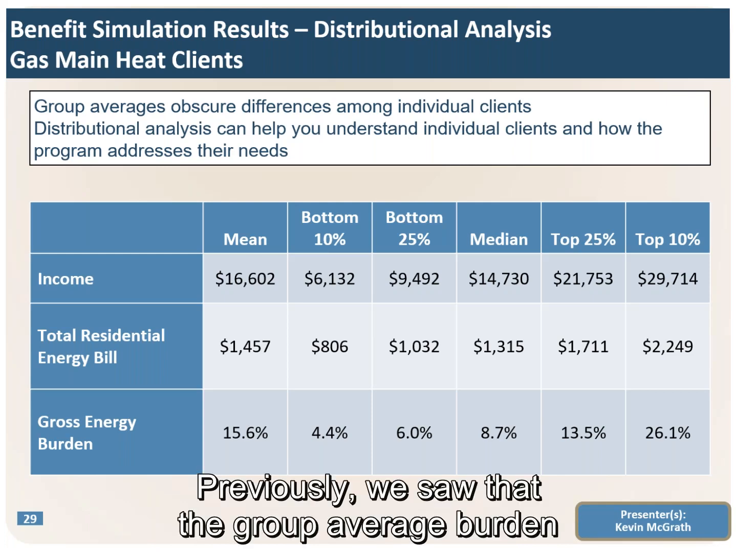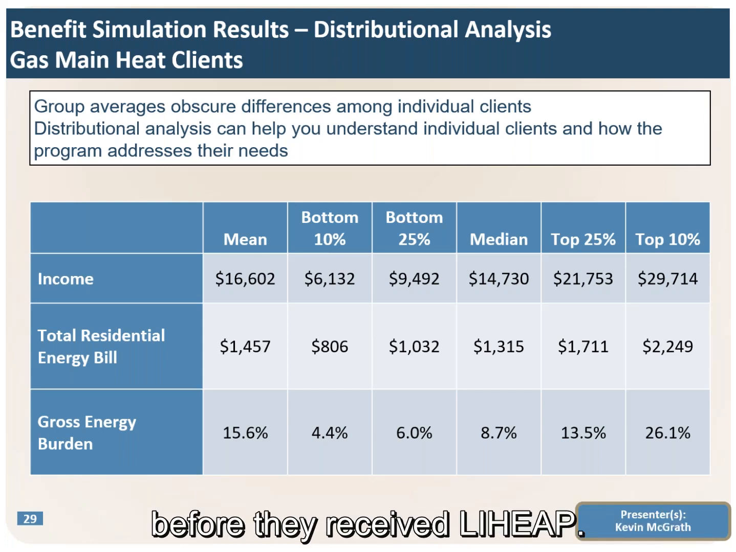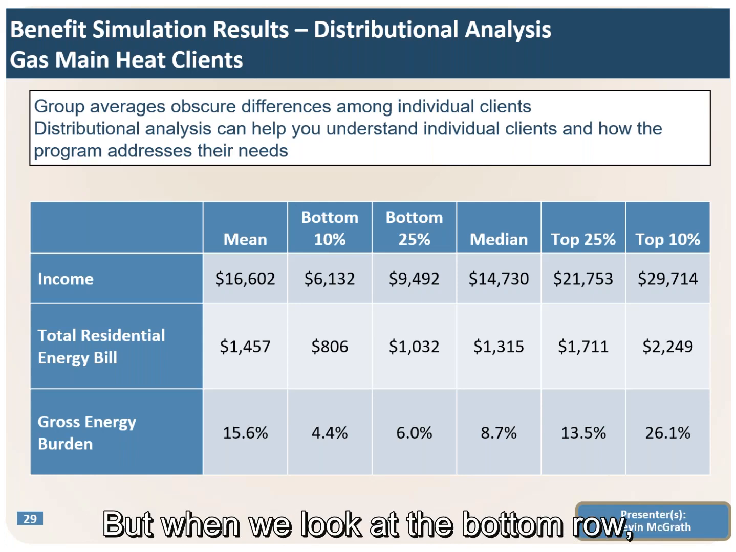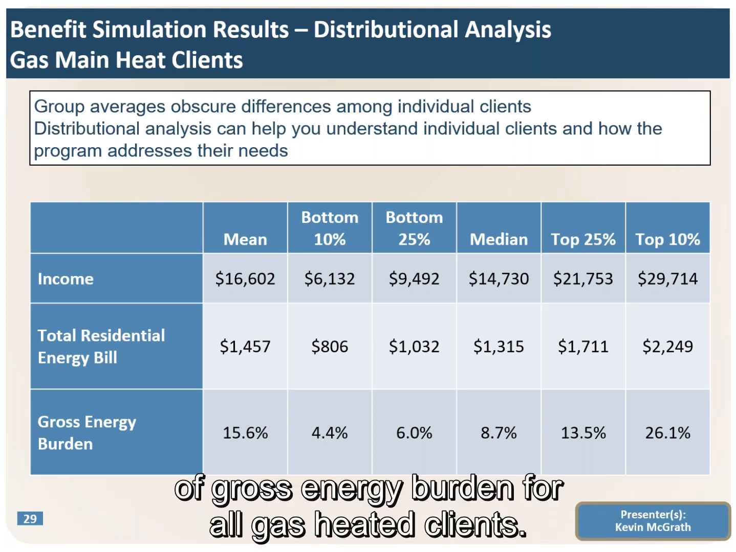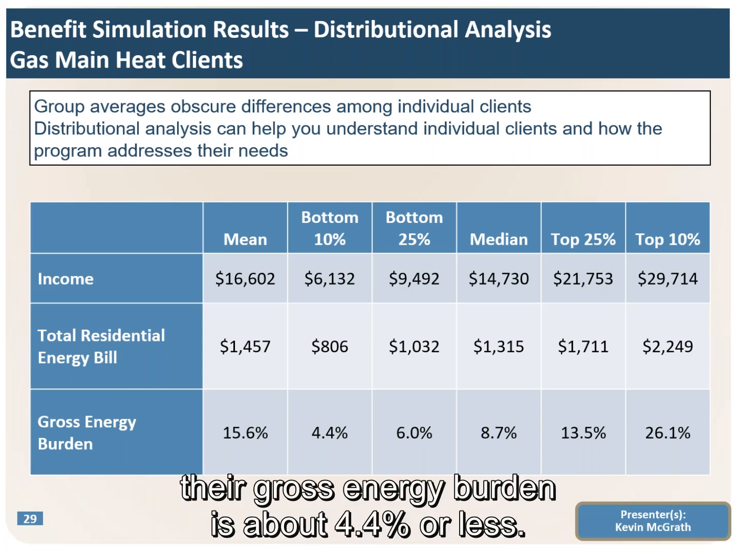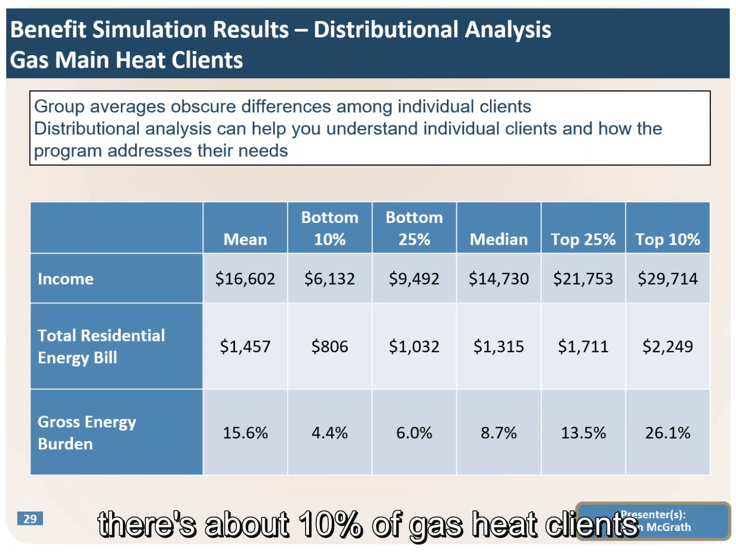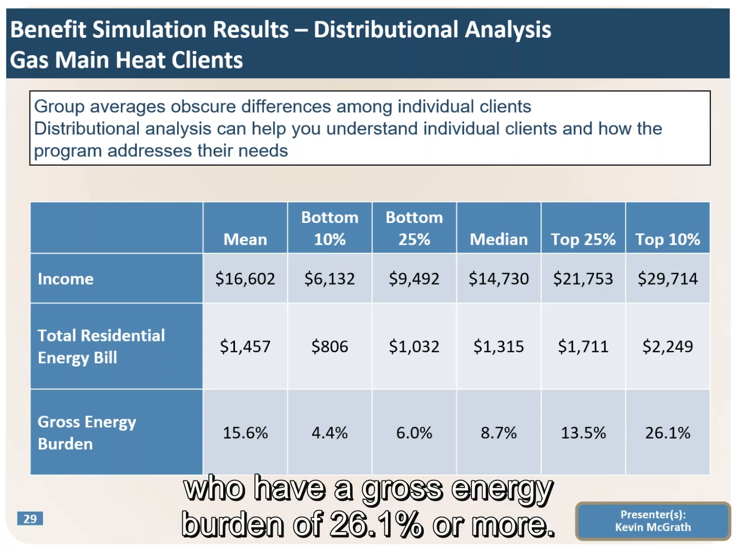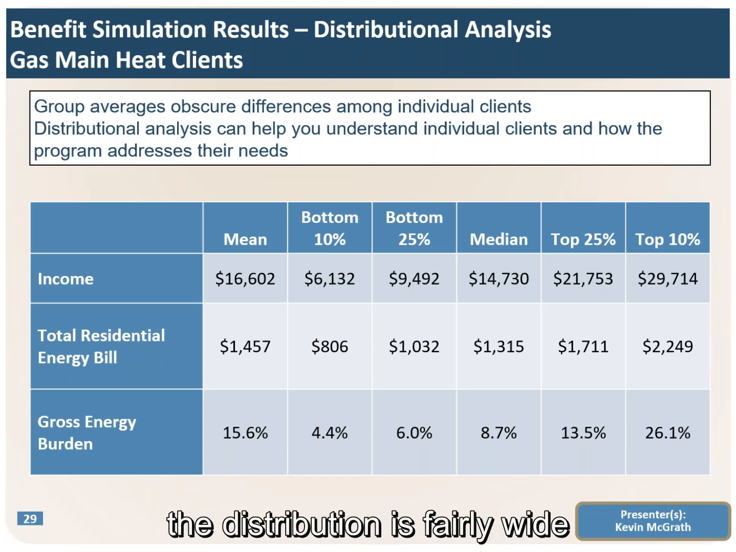Previously, we saw that the group average burden was about 8.8% for natural gas households before they received LIHEAP. But when we look at the bottom row, what we're looking at is the distribution of gross energy burden for all gas heated clients. For about 10% of these clients, their gross energy burden is about 4.4% or less. And on the other side of the table, the right-hand side, there's about 10% of gas heat clients who have a gross energy burden of 26.1% or more. It's a very wide range. So even though the average for the group was 8.8%, the distribution is fairly wide.